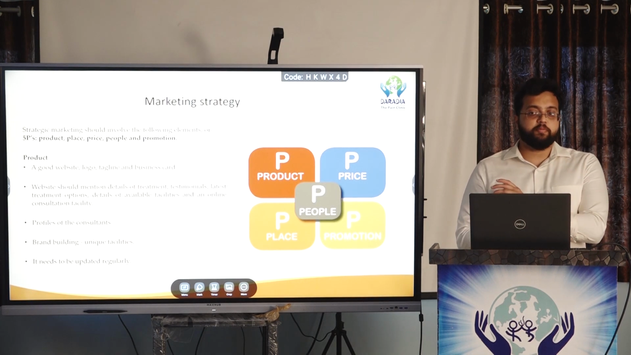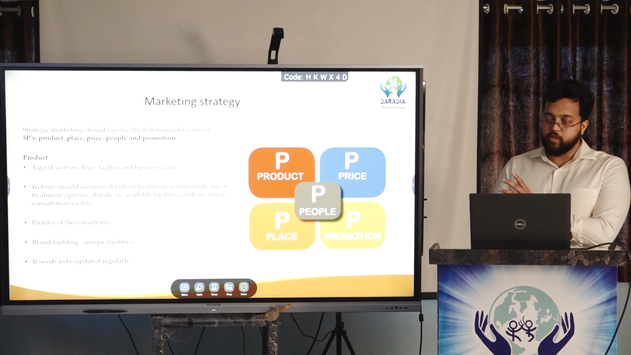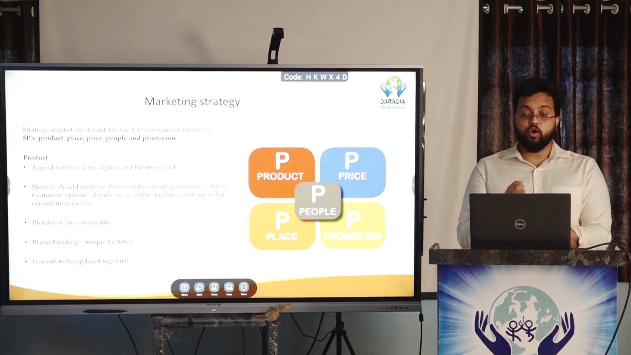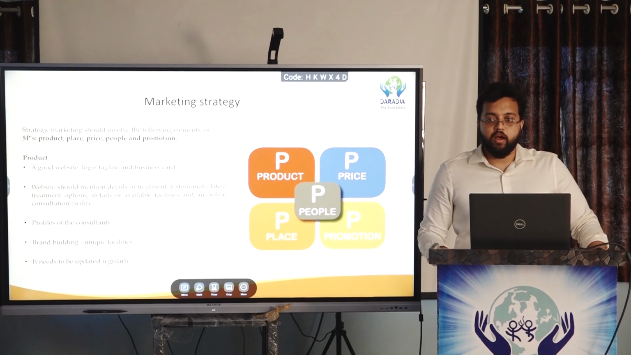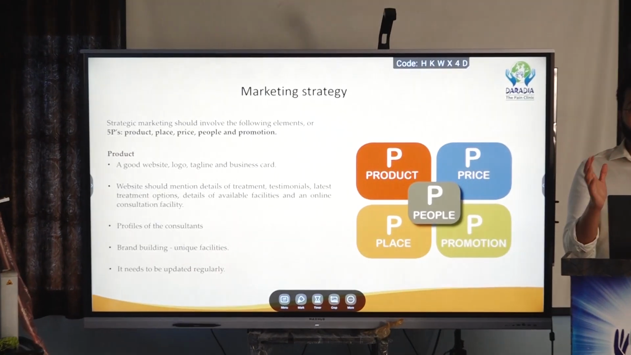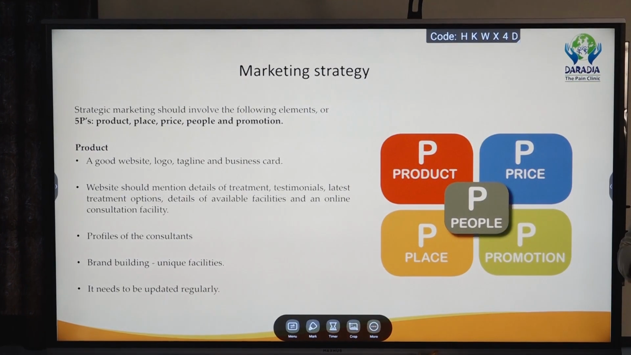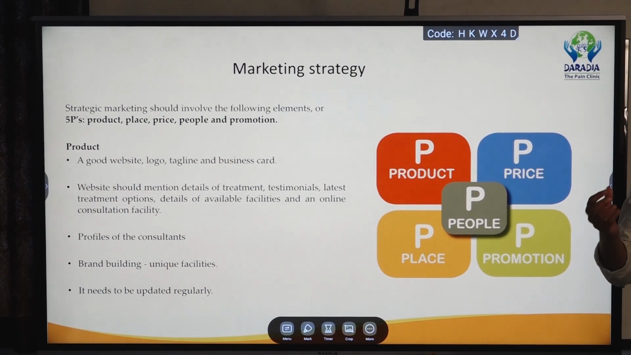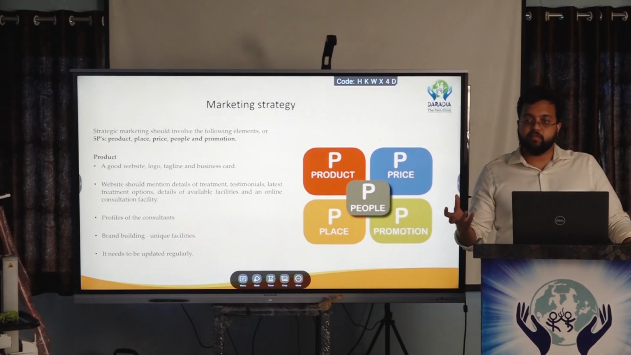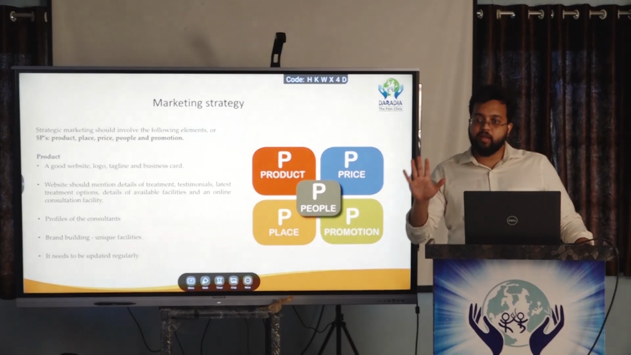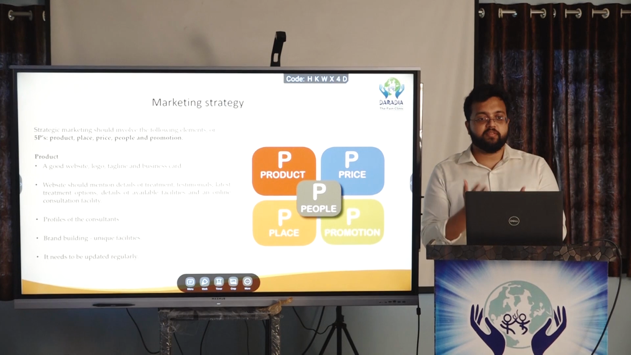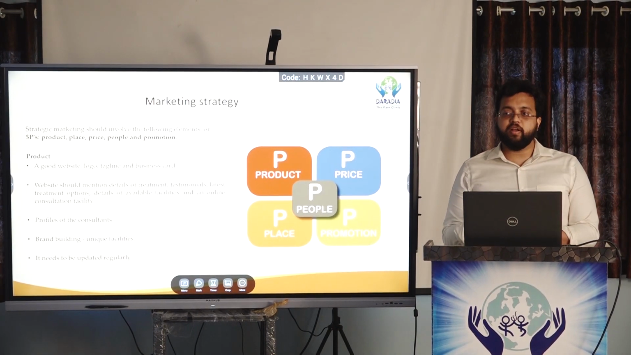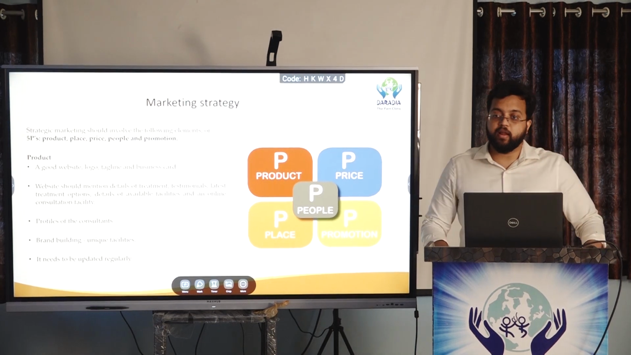So let's take the first P. This is the product. A product is a good website, a good tagline. These are the first things that your patients will notice. Then they'll dive into deeper detail. Who are some of the consultants? All of this should be clearly updated either on the pamphlets, the booklets that you have, or the website that you have. And all relevant information needs to be updated regularly.